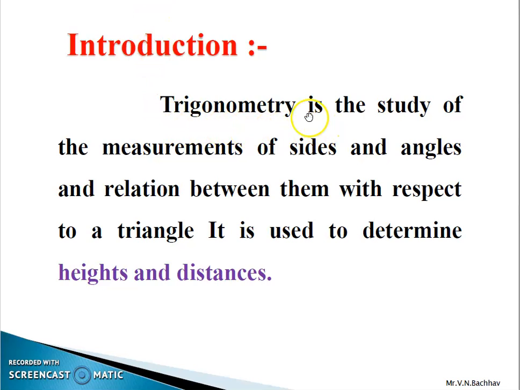What is meant by trigonometry? Trigonometry is the study of the measurements of sides and angles and the relation between them with respect to a triangle. It is used to determine heights and distances.